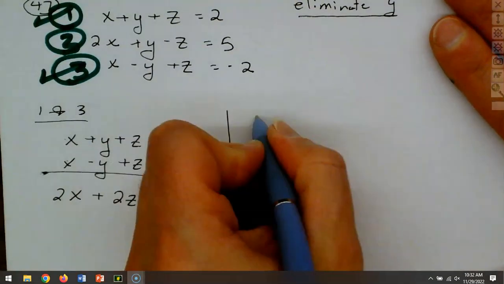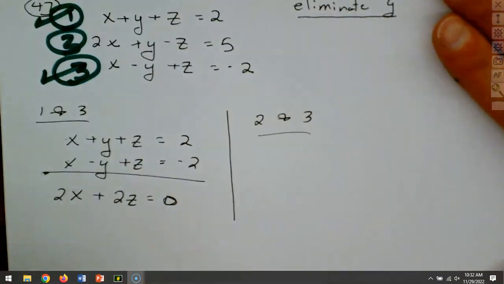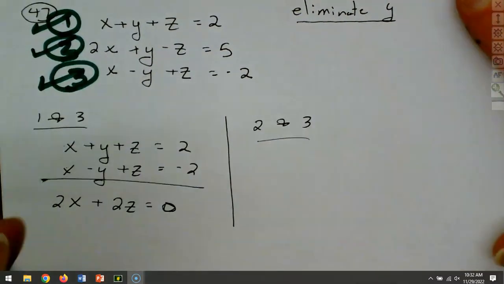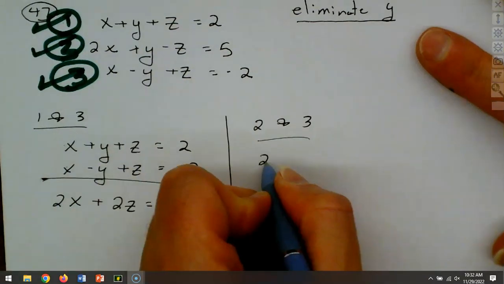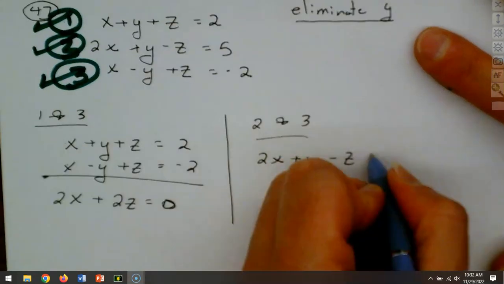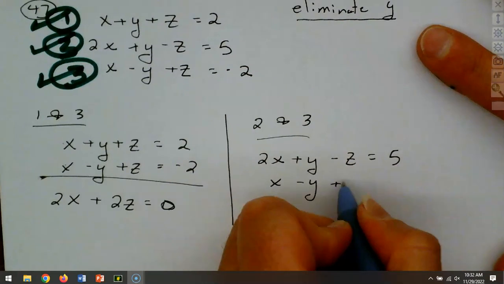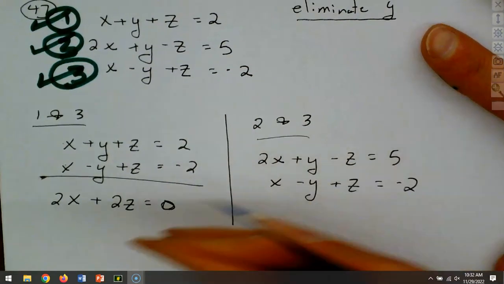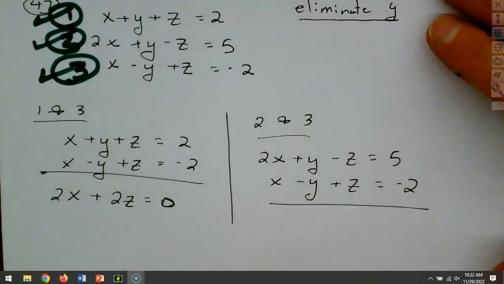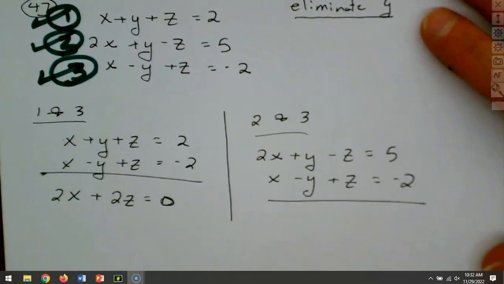Okay, we're going to use 2 and 3. And if I take 2 and 3, that uses equation 2, which is what we had to do. And when I put them together, that's 2x plus y minus z equals 5, and x minus y plus z equals negative 2. So when I add them together, what's going to happen here? We're in luck, right?